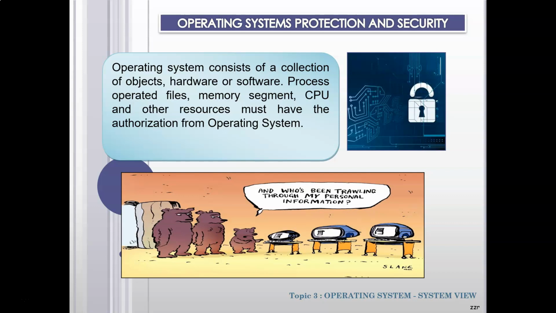An operating system consists of a collection of objects, hardware and software, which are interconnected and work together to perform some of the OS activities. A process, operating on files, memory segments, CPU, and other resources, must have authorization from the operating system. It means that whatever process needs to run, or CPU allocation and memory management, must be authenticated or authorized by the operating system.